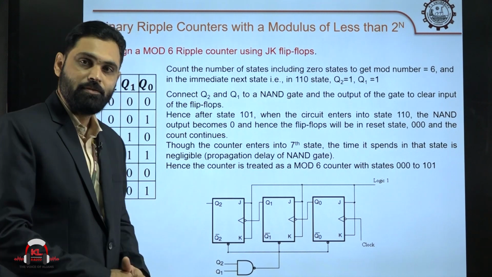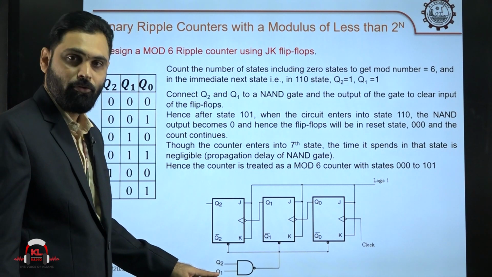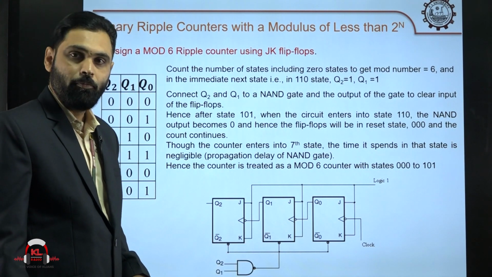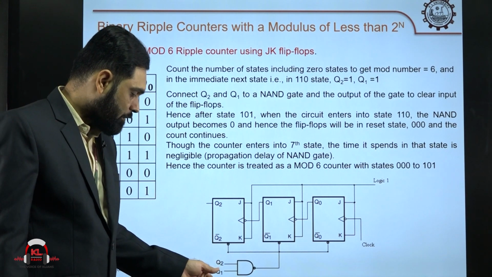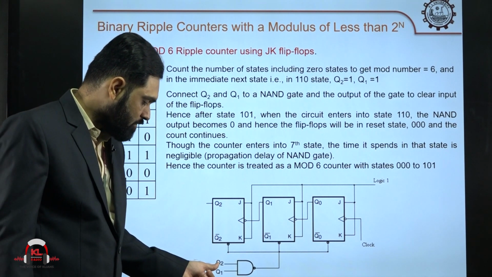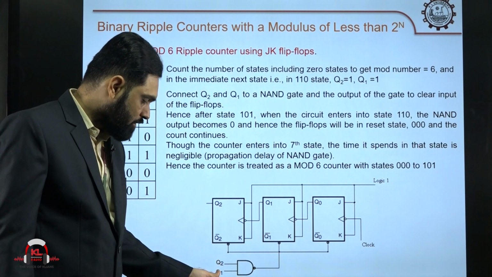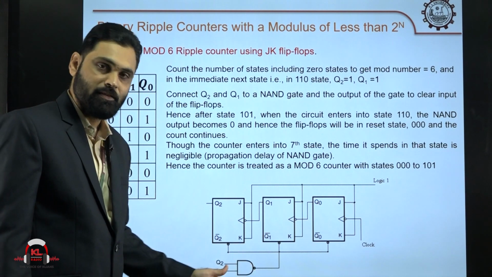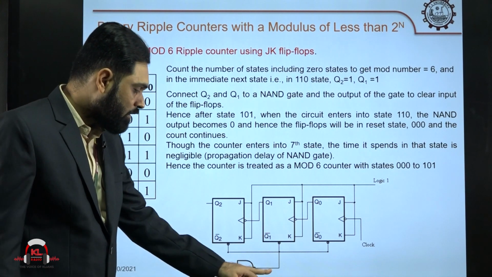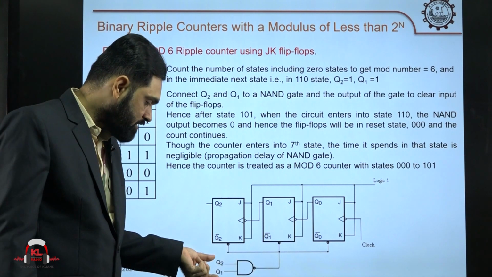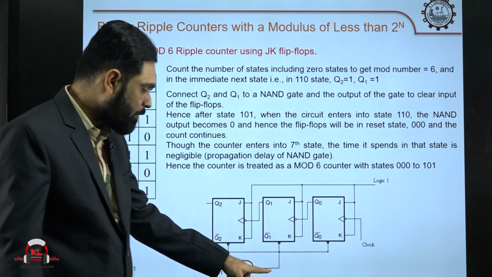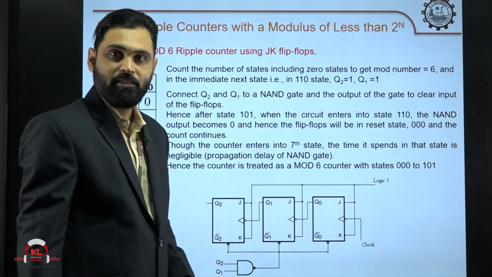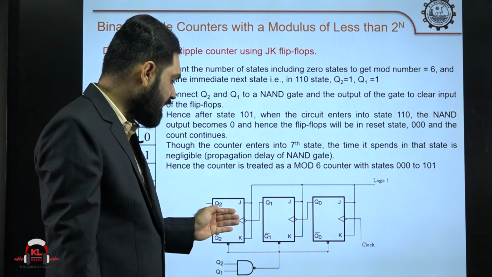NAND gate logic is very simple. If you apply 0 0, the output is 1. 0 and 1, the output is 1. So, when both the inputs are 1, then only the output will become 0. Whenever this output becomes 0, if you connect that 0 to the clear signal, then what happens? All the flip-flop data will be cleared.